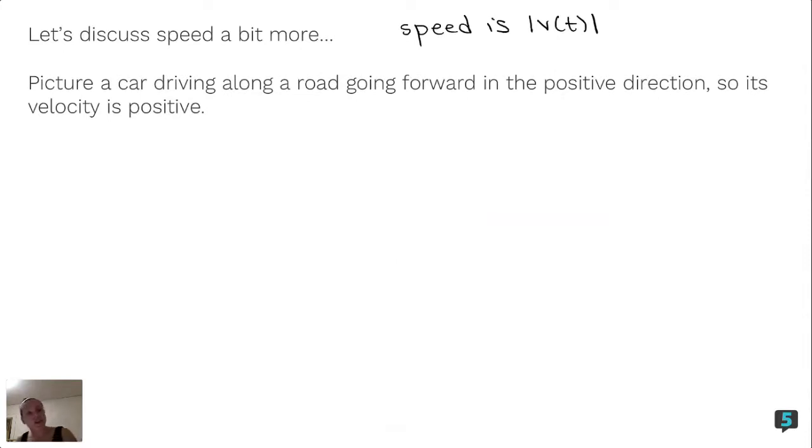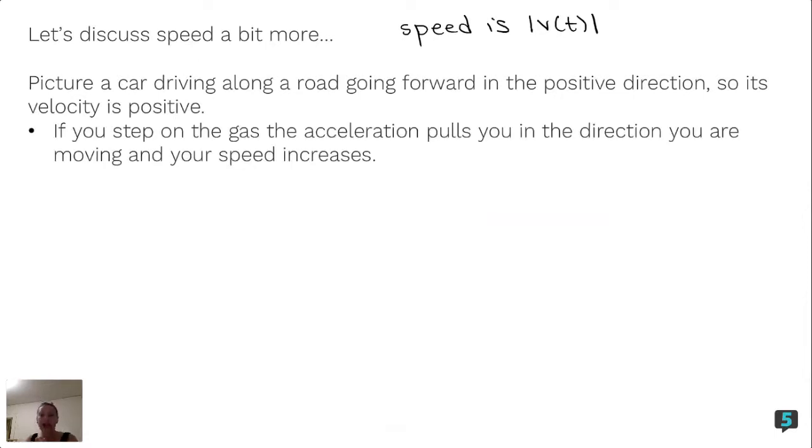So if you kind of envision, picture a car that's driving along a road, it's moving forward, so we're going to call forward our positive direction, which means its velocity is positive, okay? If you step on that gas, the acceleration pulls you in the direction you're moving and your speed increases. So in this situation, if my velocity, I need the eraser, here we go. If the velocity is positive and my acceleration is positive, that means that my speed is increasing.